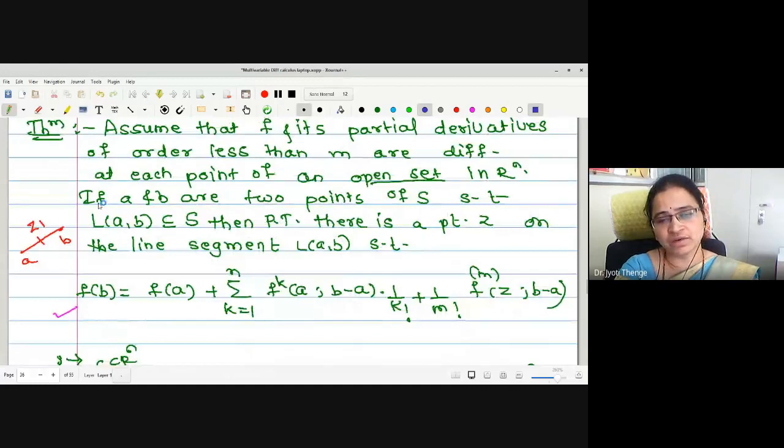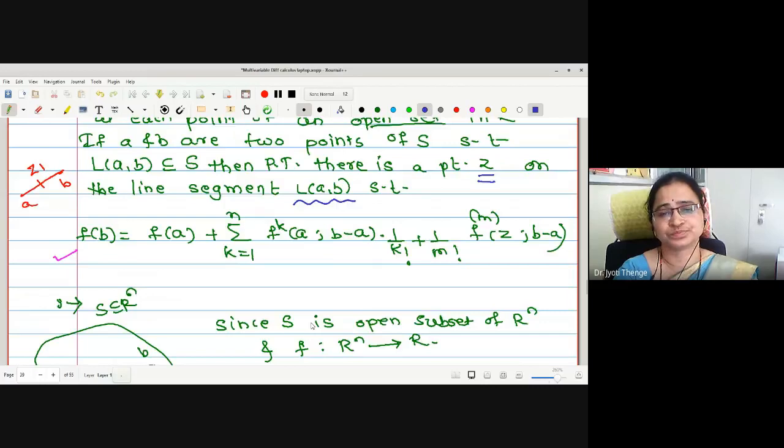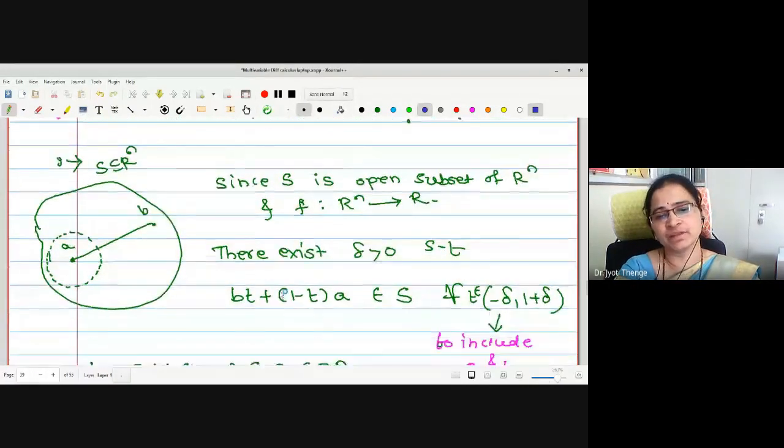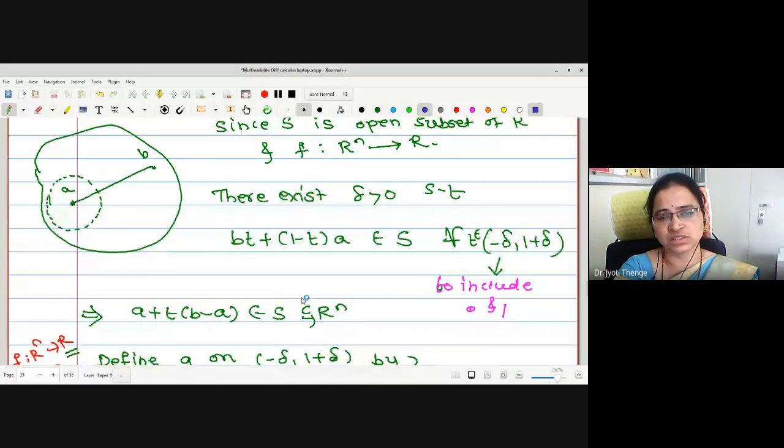Therefore, it was again given an existence of a point Z on the line segment L of AB where the statement is true. In order to prove this theorem, with the help of given theorem F, we were going to construct a new function, say G, which is of the type R to R.